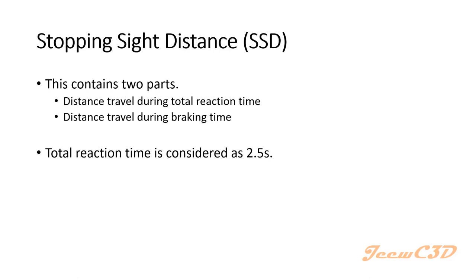Then we are going to talk about stopping sight distance. The stopping sight distance has two parts. I told you before, when the driver sees an object, before he is going to brake, he will think about what is going to happen. So if he thinks he is going to hit the object, he starts to brake. So when thinking, he is traveling some distance at his speed. So we call it the reaction time.